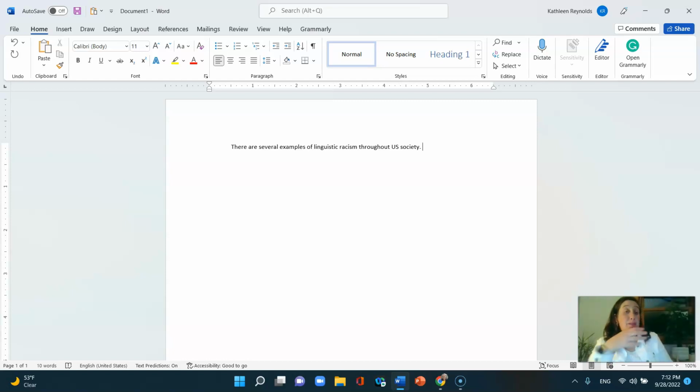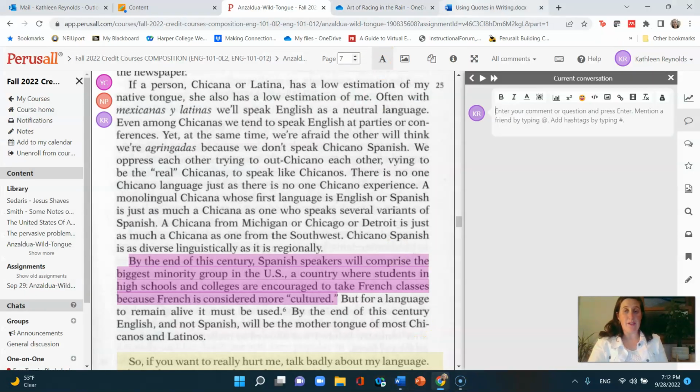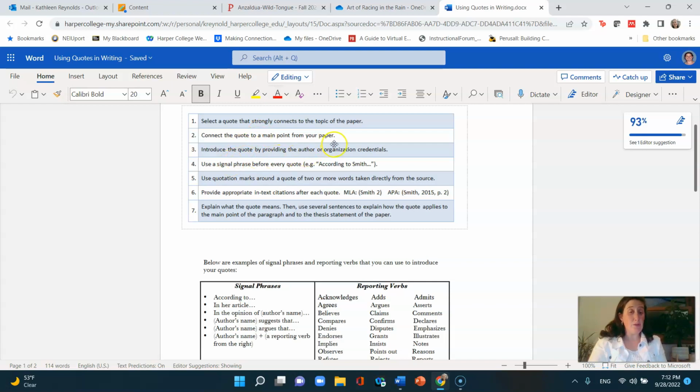In this paragraph, I'm going to show some examples of linguistic racism from the reading that we decided to do. For example, let me remember what part I'm on right now. I'm going to be talking about introducing the quote by providing the author or using a signal phrase before every quote. My quote came from Gloria Anzaldúa, How to Tame a Wild Tongue. And I can use a signal phrase, which would be one of these.